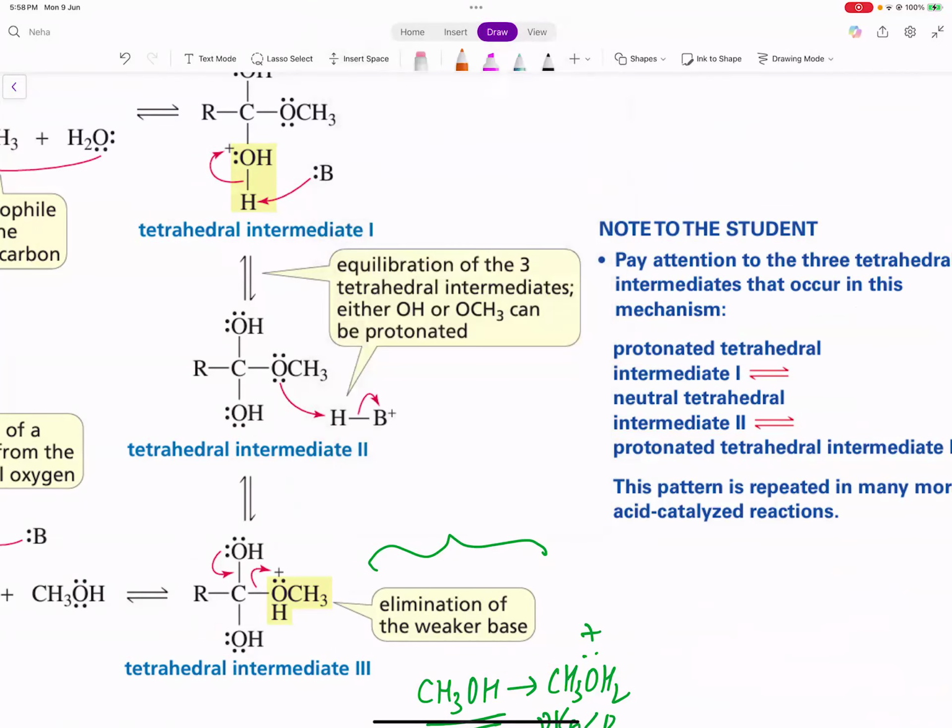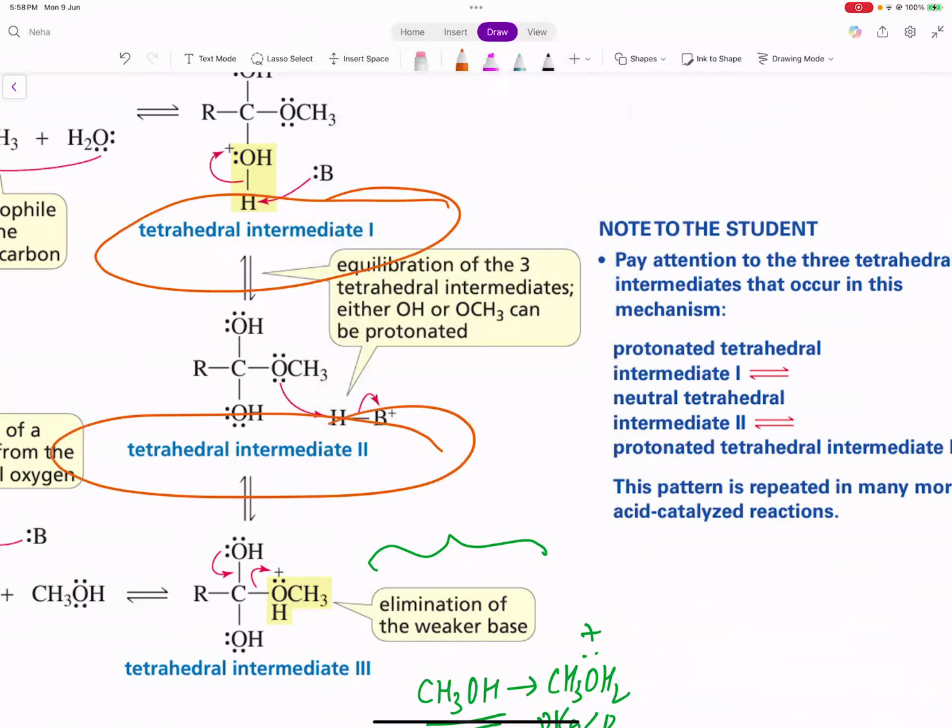So this is the tetrahedral intermediate 1. This is the protonated tetrahedral intermediate, and this is the third.